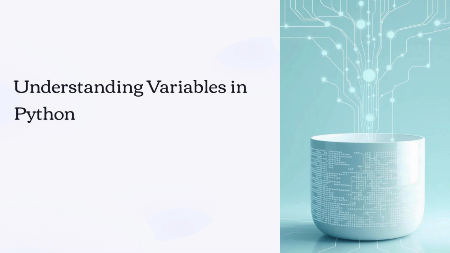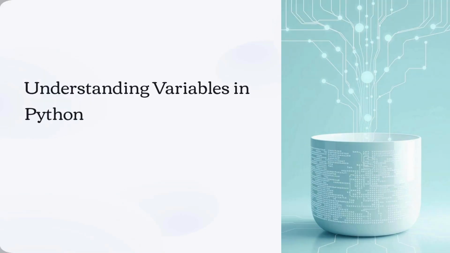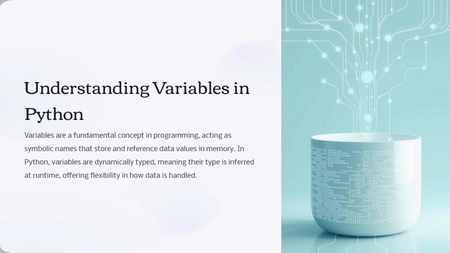Variables. If you're just getting started, this will make everything else you learn way easier. Let's break it down together step by step. First of all, we have understanding variables in Python. Variables are a fundamental concept in programming, acting as symbolic names that store and reference data values in memory. In Python, variables are dynamically typed, meaning their type is inferred at runtime, offering flexibility in how data is handled.